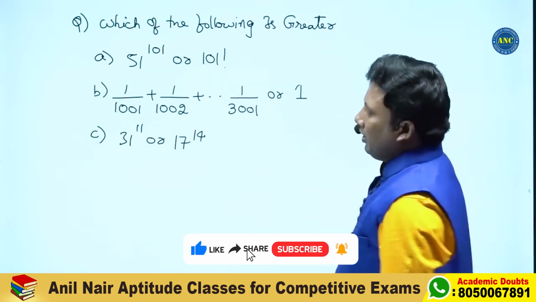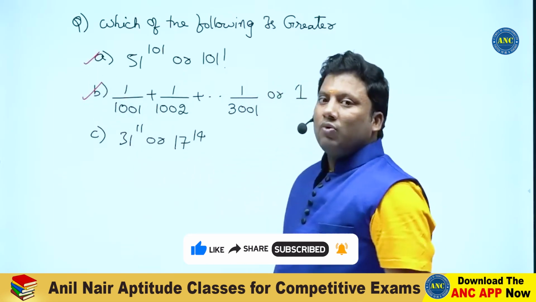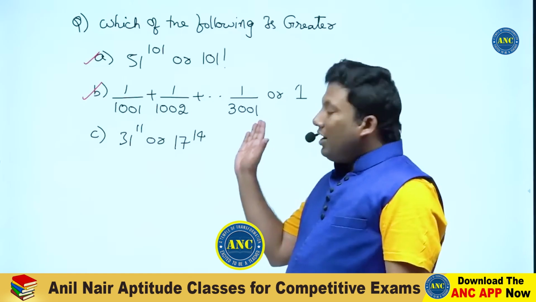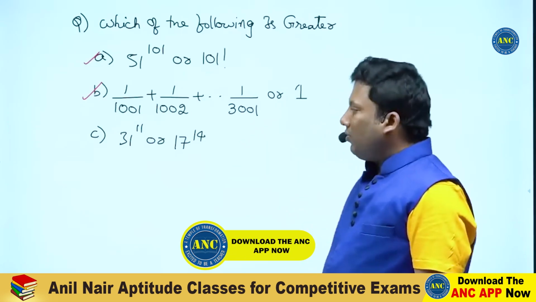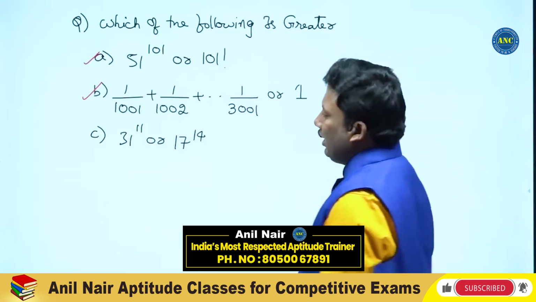1 by 1001. These are very, very good quality questions, sir. 1 by 1001 plus 1 by 1002 and so on up to 1 by 3001, or 1. C is 31 power 11 or 17 power 14.